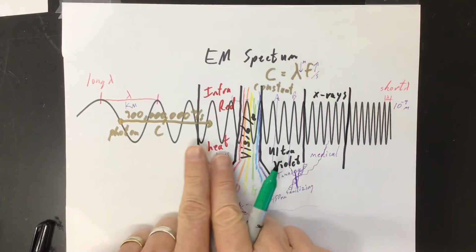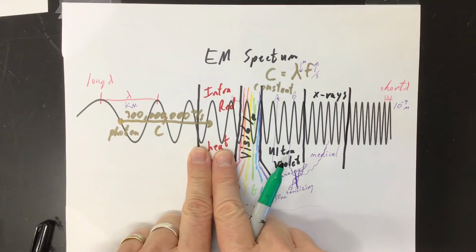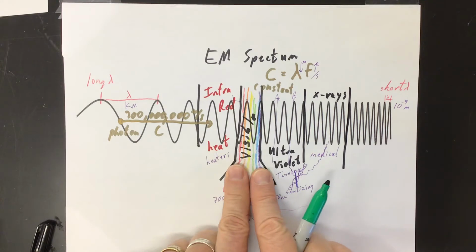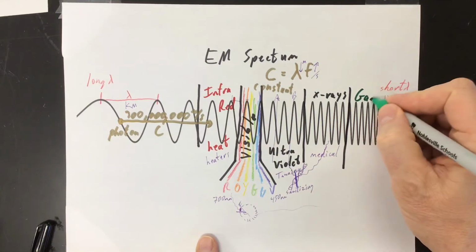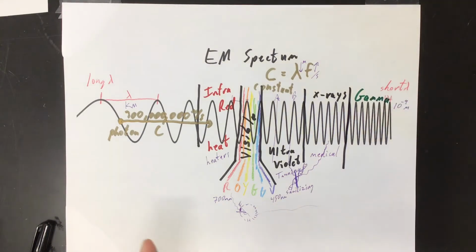Okay, so we have relatively long wavelength infrared, shorter wavelength visible, ultraviolet, X-rays, and down here the highest frequency, shortest wavelength are gamma rays.